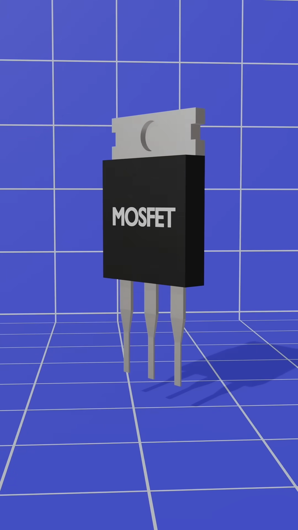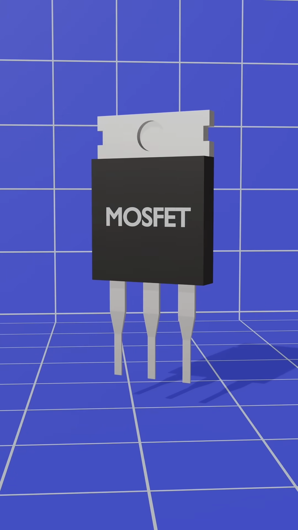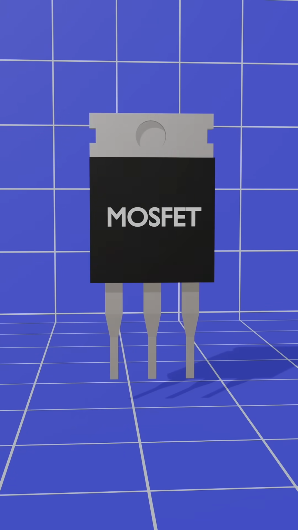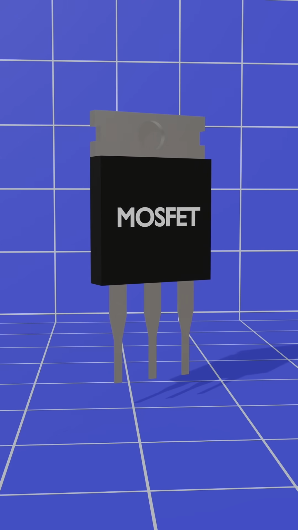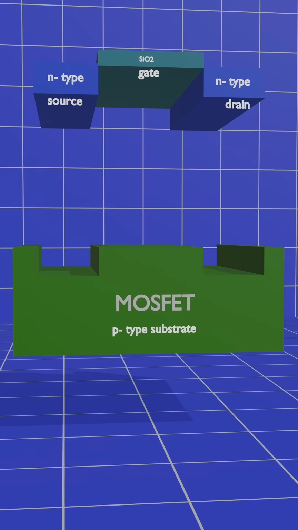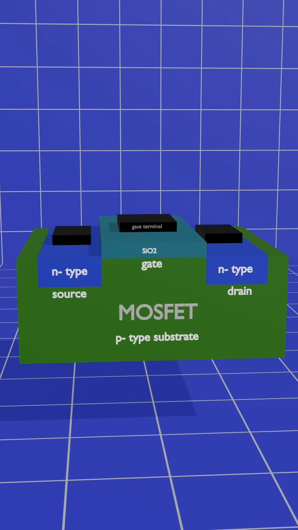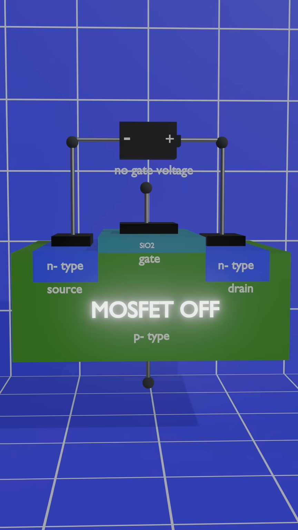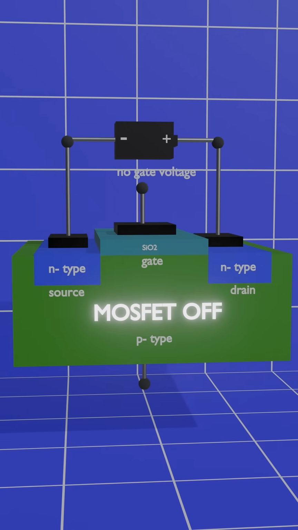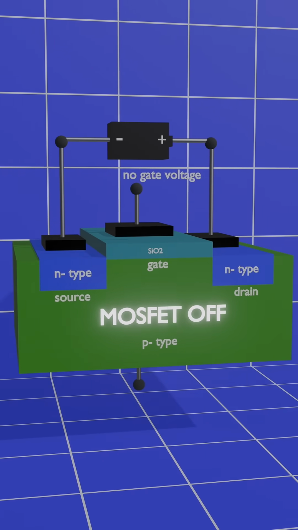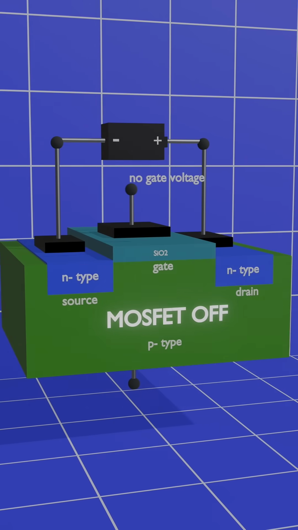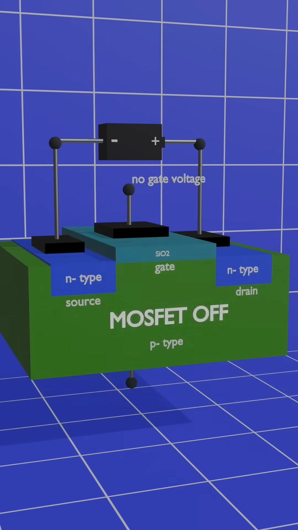A MOSFET, or metal-oxide-semiconductor field effect transistor, is a key electronic device that controls current using voltage rather than direct contact. It has three terminals, gate, source, and drain, built on a silicon substrate with a thin insulating oxide layer below the gate. When no voltage is applied to the gate, the path between source and drain is blocked and no current flows, keeping the MOSFET off.